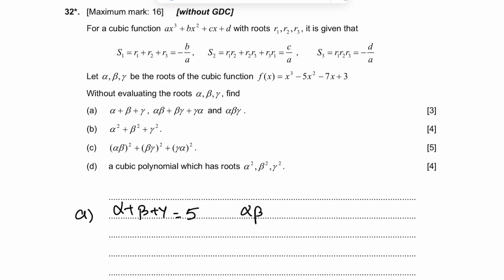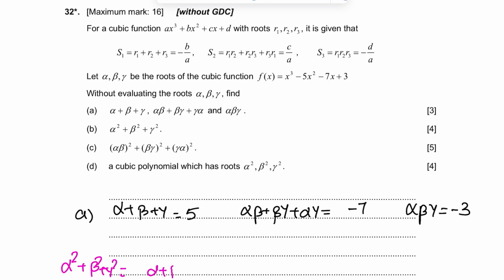Which is alpha beta plus beta gamma plus alpha gamma equals C upon A, which is nothing but -7. And alpha beta gamma equals -3. What is being asked is alpha square plus beta square plus gamma square, which is alpha plus beta plus gamma whole square minus 2 of alpha beta plus beta gamma plus alpha gamma.